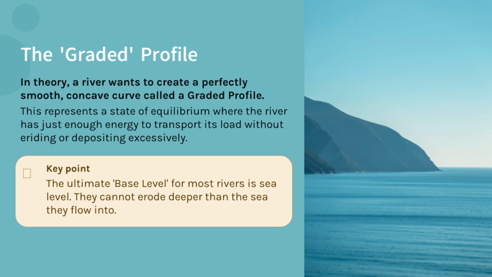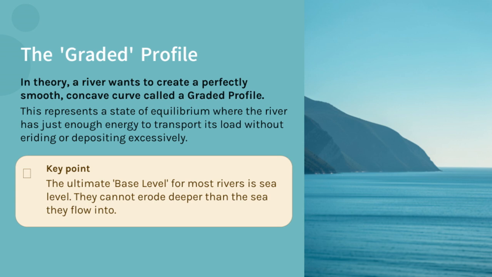The ultimate base level for most rivers is sea level. Base level means the lowest point to which a river can erode. Most rivers cannot erode below the sea they flow into, because the sea acts as the final level for the river system. So, in theory, the long profile becomes a smooth curve that gradually flattens towards the mouth.